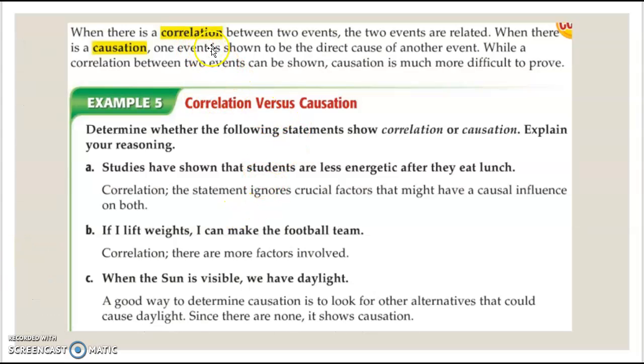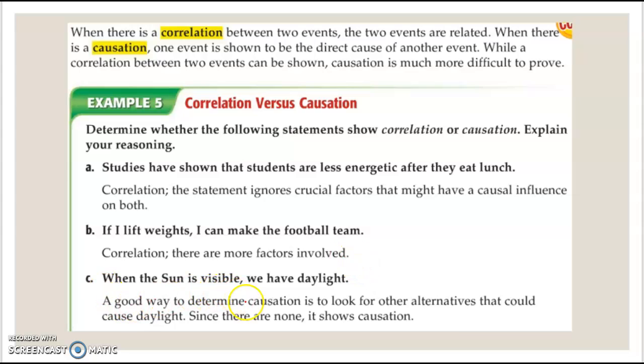So right here, when there's a correlation, the two events are related. When there is a causation, one event is shown to be the direct cause of another event. While a correlation between two events can be shown pretty easily, causation is much more difficult to prove. Studies have shown that students are less energetic after they eat lunch. There's a correlation there, but it ignores other factors that might have a causal influence. If I lift weights, I can make the football team. There's a correlation, but there are more factors involved.